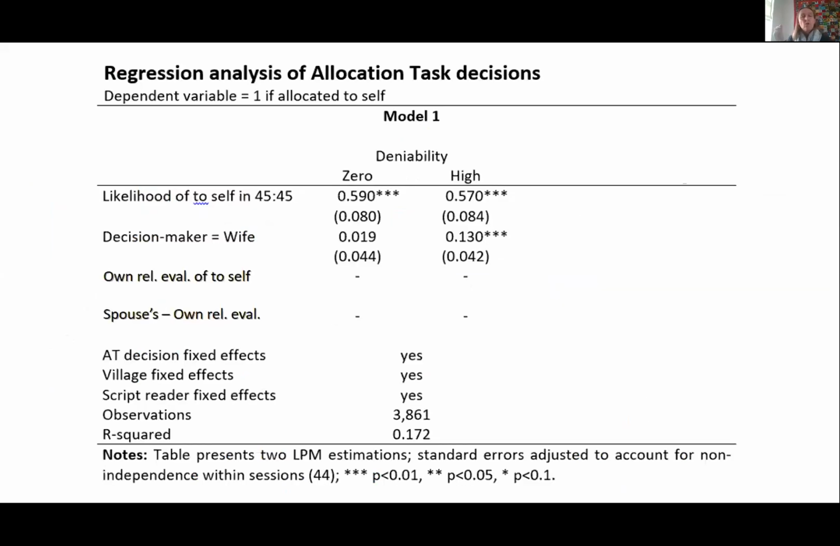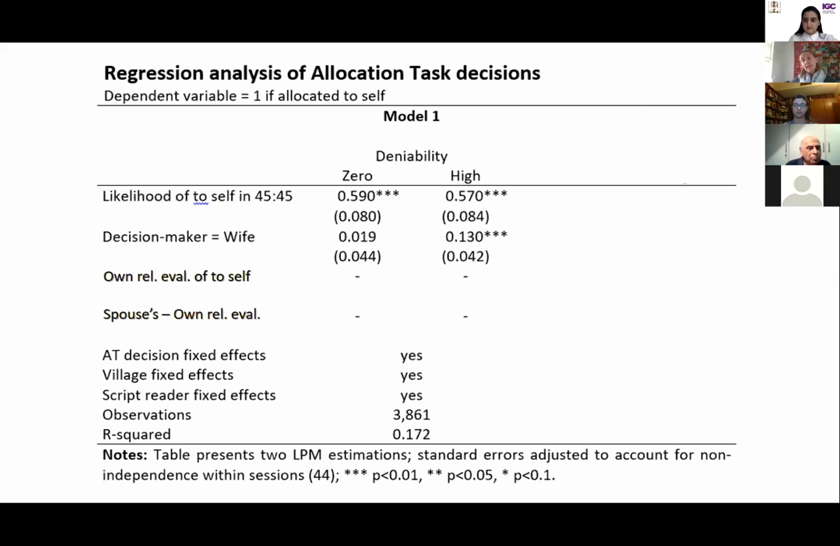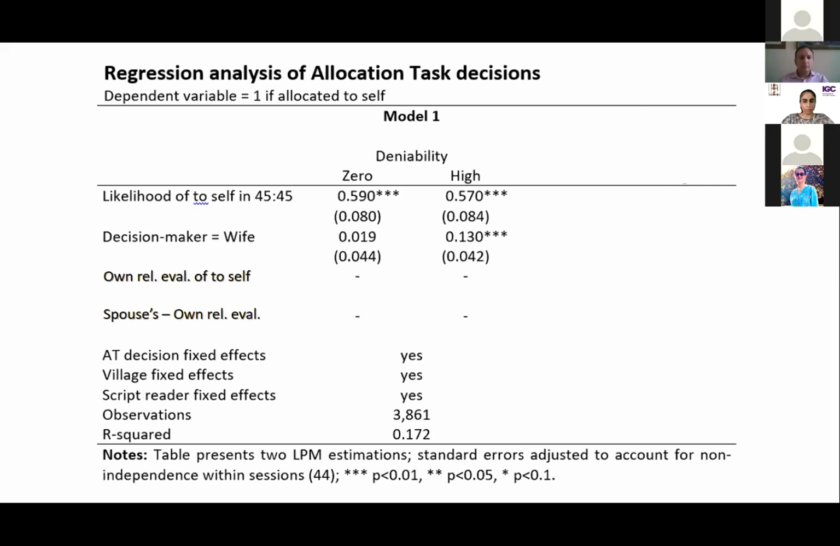So now we're going to introduce some of that data into the analysis of allocation task decisions. Specifically, this is the model that I showed you very quickly before. It's a linear probability model. The dependent variable is equal to 1 if an individual allocated to self in a particular one of the 11 decisions. And this first model basically shows that the wives, in the high deniability treatment, were more likely to allocate to self compared to the husbands after controlling for the other relevant factors.